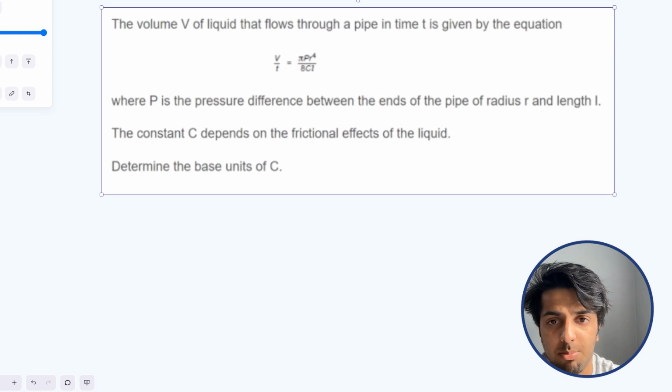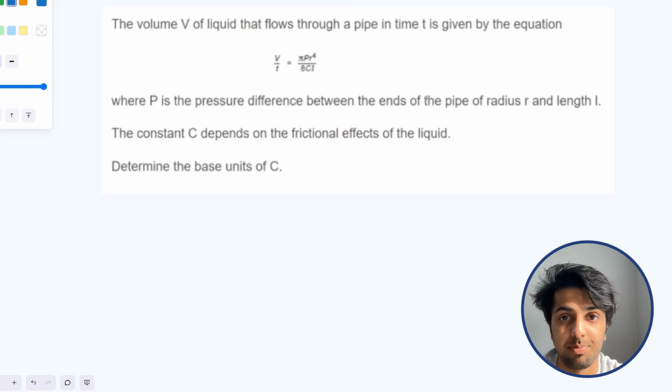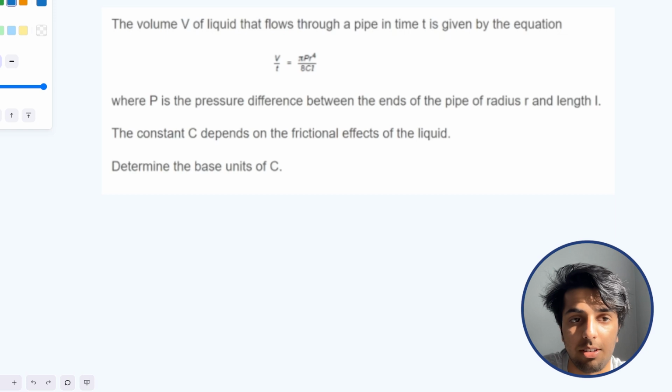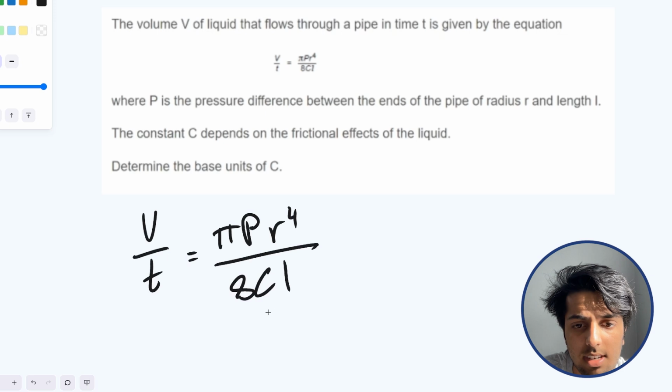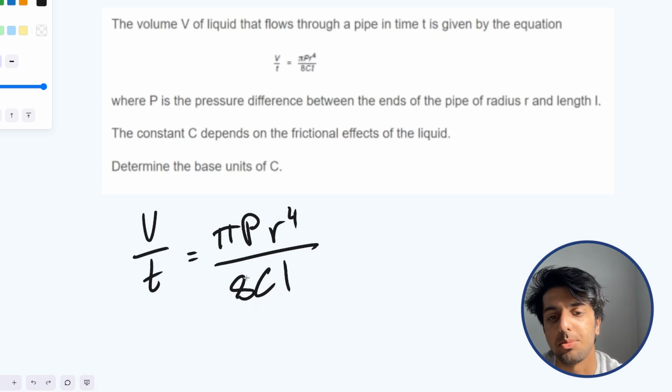So if you made it this far in the video, I assume you're probably interested. So what I want you to do is try to find the base units. Construct a dimensional analysis for the unit C from this equation right here. I'll probably write it out because it's kind of blurry. So Vt is equal to pi p r to the 4 over 8cl. So we're trying to find this. So go ahead and do that and pause the video right now.